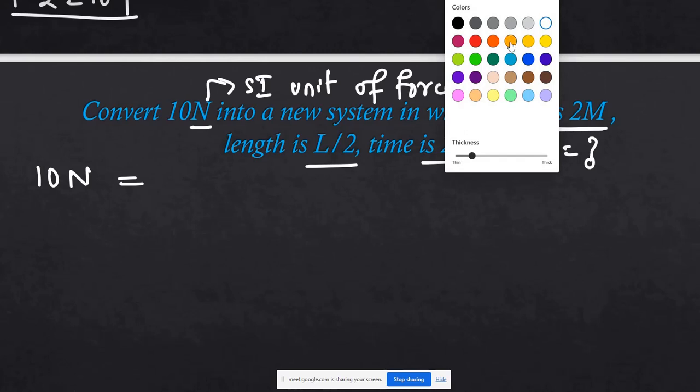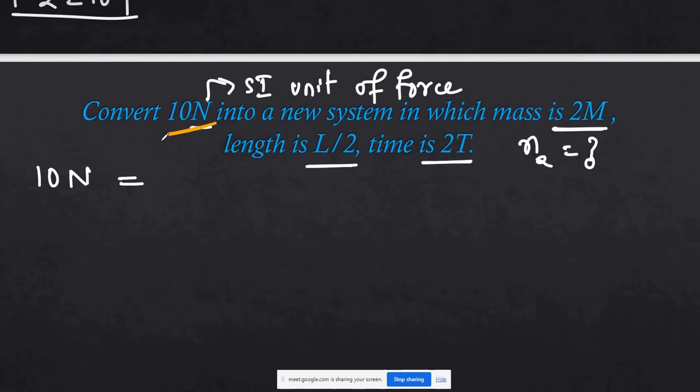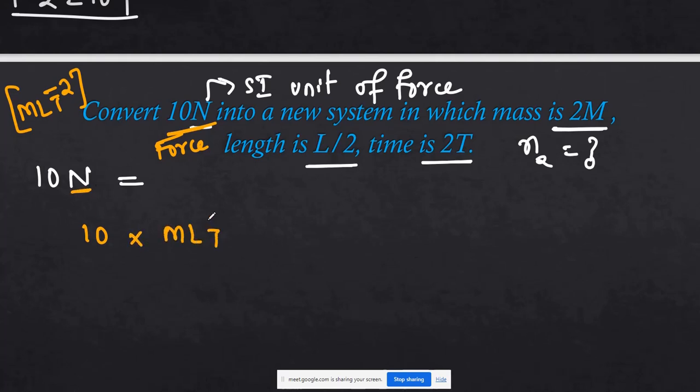So what we shall do is, first we have to identify the given quantity. 10 newtons is basically a force. So what is the force dimensional formula, Sahiti? M L power 1 T power minus 2. Right? So just take 10 newtons, that means the dimensional formula M L T power minus 2.